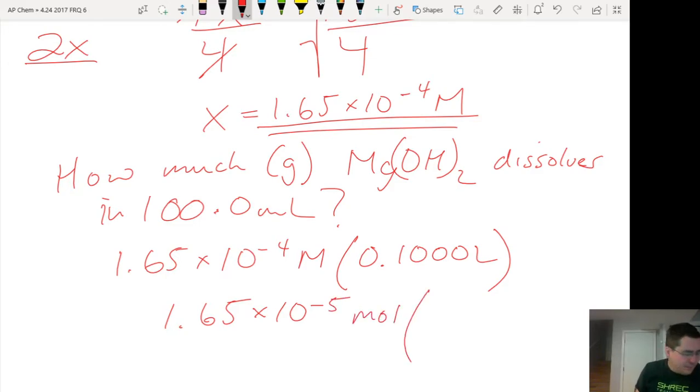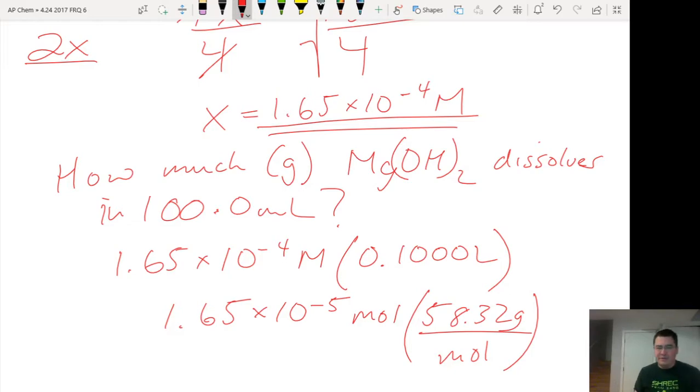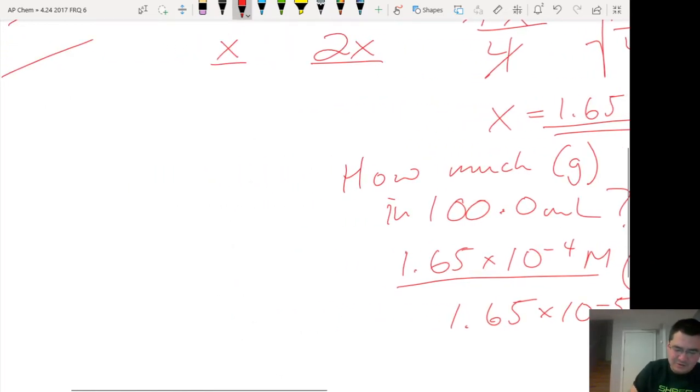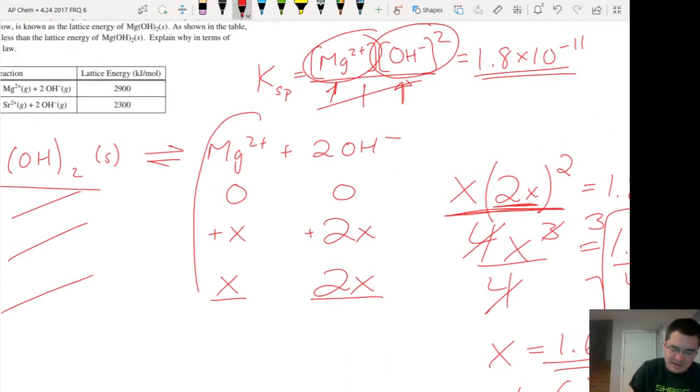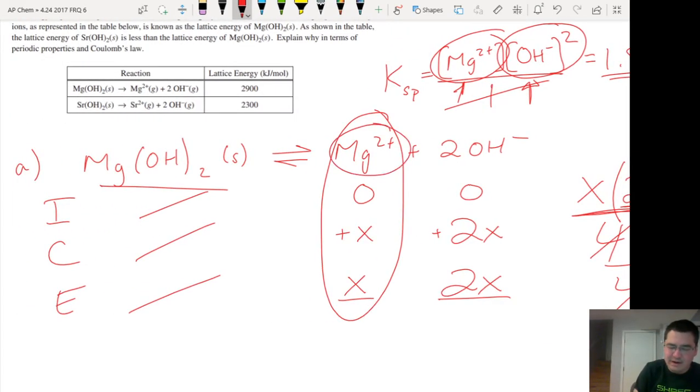And then they give us the molar mass. It said the molar mass was 58.32 grams per mole. So I multiply the amount of moles. Oh, and I kind of glossed over this. I used the 1.65 because it represents, let me scroll back up if I can, how much magnesium ions are dissolved, and what's the ratio of magnesium to magnesium hydroxide.